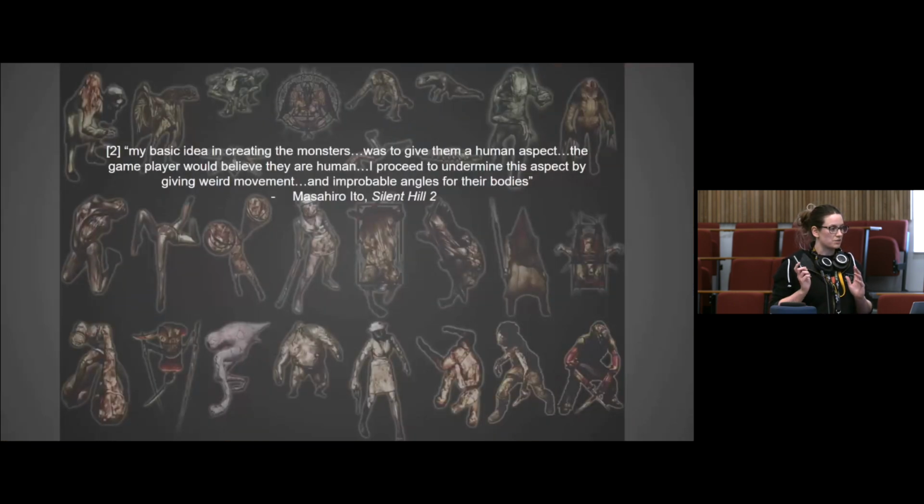I wanted to unpack this quote from Masahiro Ito, who designed the creatures in Silent Hill 2. The thing I find particularly interesting about this is giving them a human aspect that the player would believe is human, and then undermining that aspect by giving them weird movement and improbable angles. So taking something that the player recognizes and using that against them is quite an interesting idea, in my opinion.